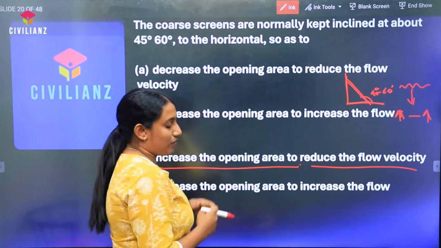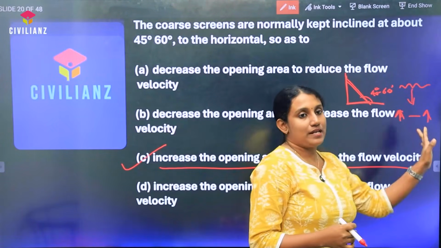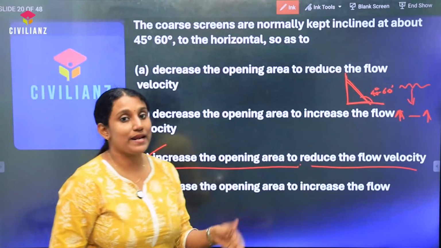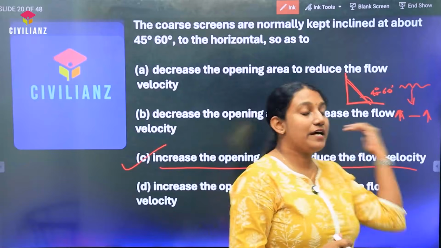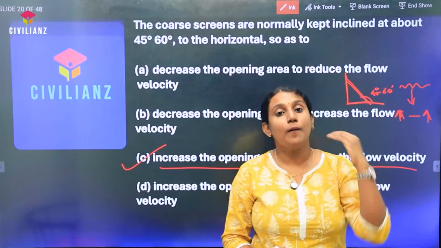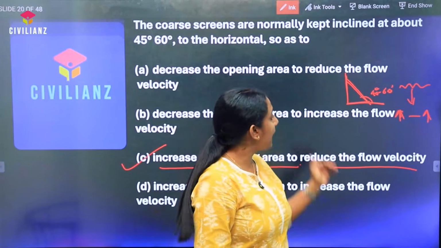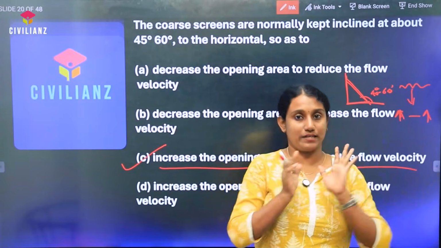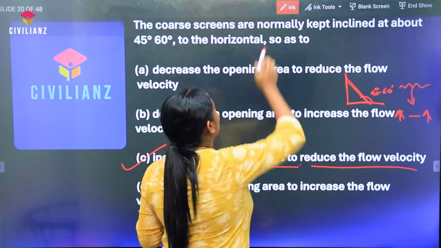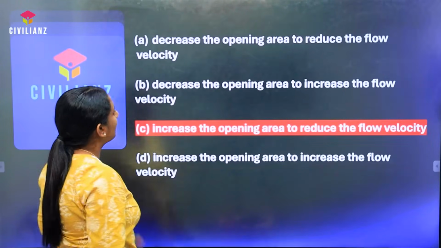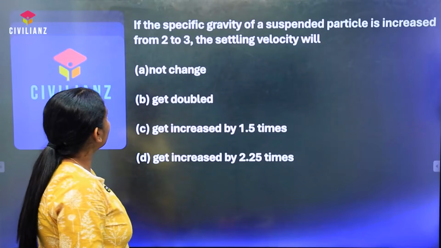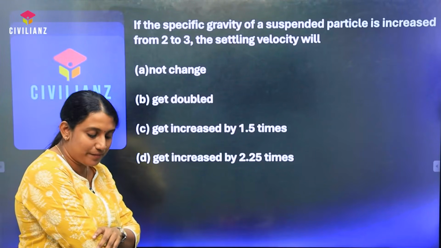So we always keep the screen in an inclined position. Why? To increase the opening area or surface area, which reduces the flow velocity. In that case we can remove more particles, so the efficiency also increases. Very simple question. Next question.